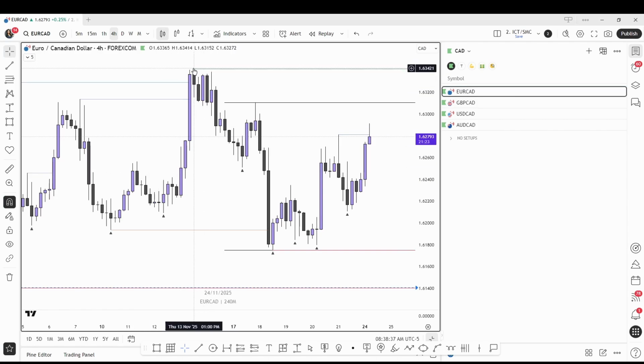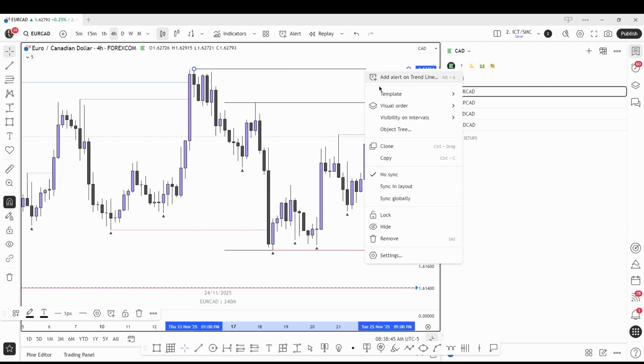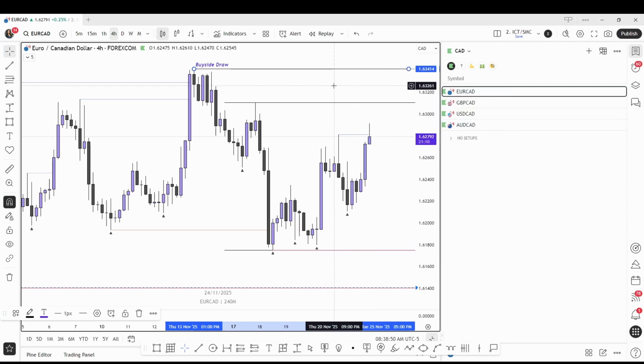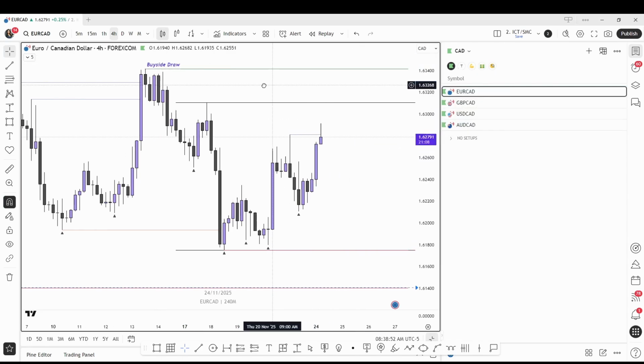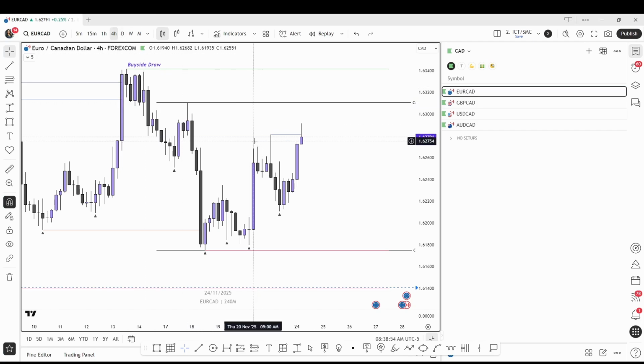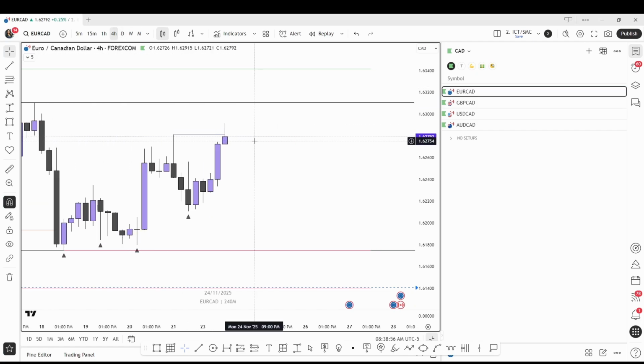So this is its external high right here. So basically, EuroCAD is bullish, but I can't get into a move this week. So this is the draw right here. This is the buy draw. Okay.